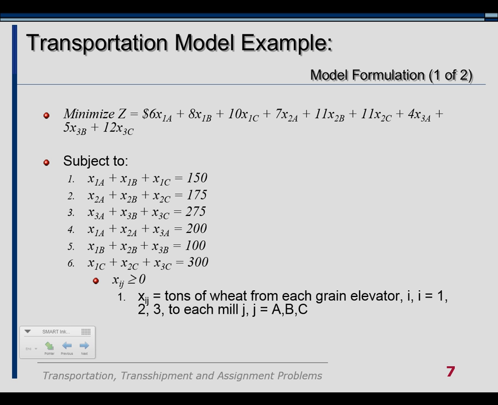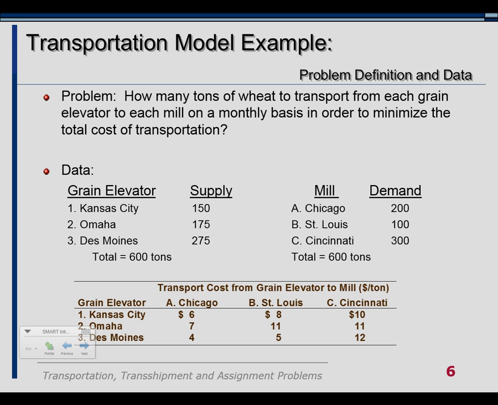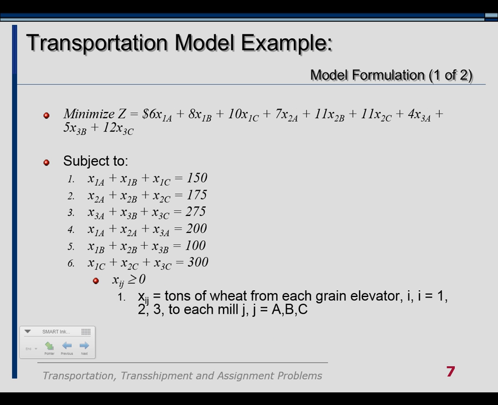Well, we have 1, 2, 3, 4, 5, 6, 7, 8, 9 decision variables here. Okay? The 9 decision variables basically say we have a decision variable we're going to call X1A, which is how much do we send from Kansas City to Chicago. X1B, how much do we send from Kansas City to St. Louis? Okay? So we want to minimize that total cost. All right? Here's the objective function.